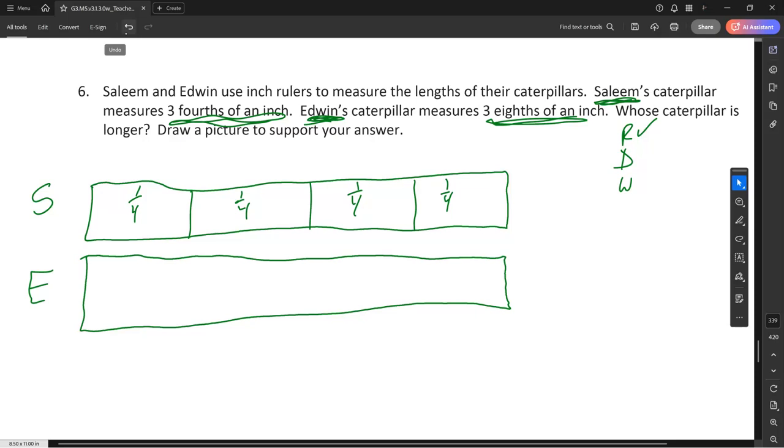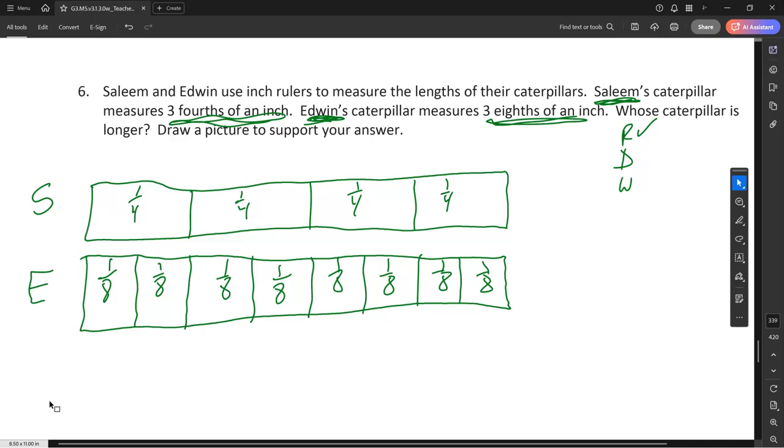Now, here's where it gets difficult making the eighths, but it's really not that hard. Okay. If you use the same lines, right, you just cut those in half. 4 is half of 8, right? Okay. Now each one of these will be how much? 1/8, right? Good. Now we know Edwin. No, sorry, Salim was 3/4 of an inch, and Edwin's was 3/8 of an inch.